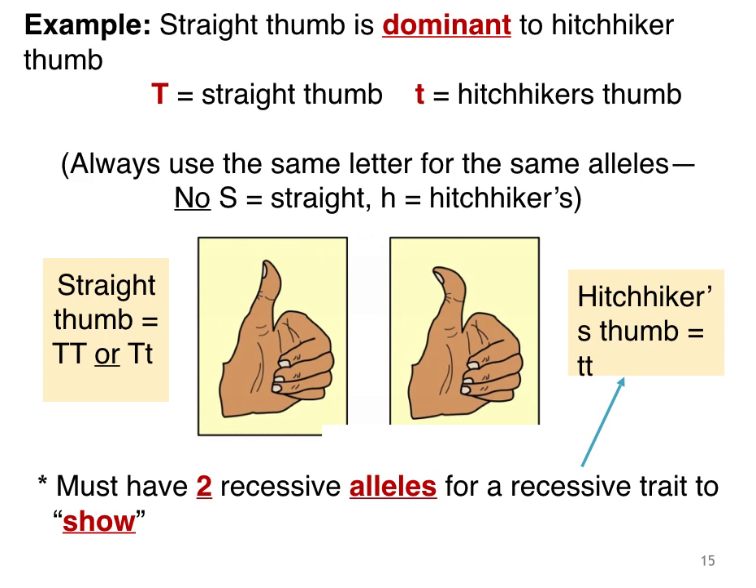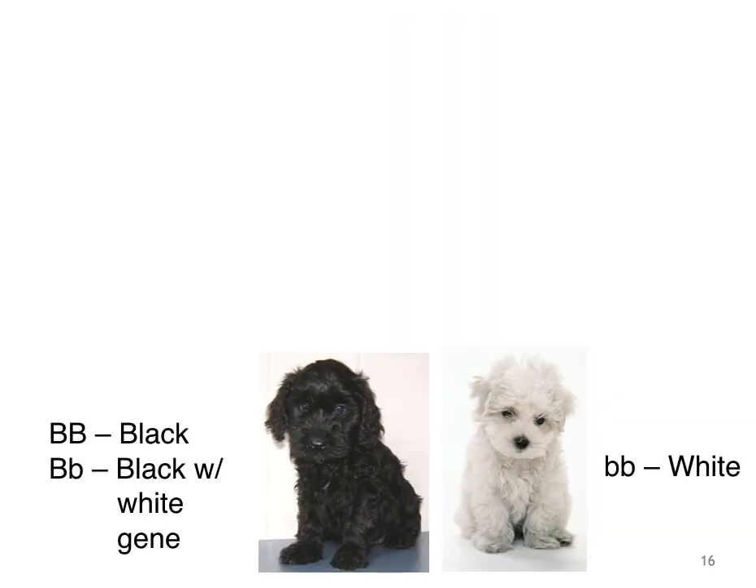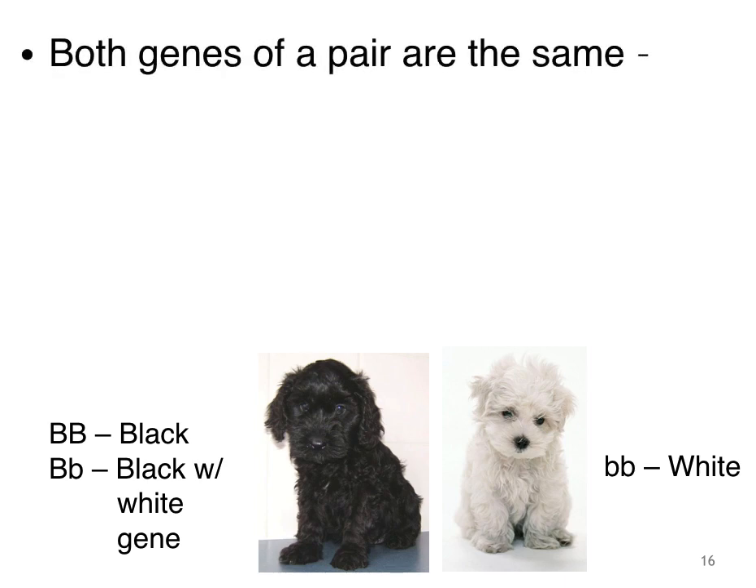But just think about this. We have two lowercase letters. You get one of those genes, one of those alleles, from your mom, one from your dad. And if you have two lowercase, then that recessive trait will show. If both genes of a pair are the same, then we say that you're homozygous or purebred.